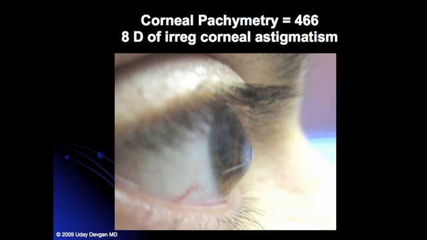Here's another one. Patient came in and his pachymetry is 466 with a lot of irregular astigmatism. Well, clearly, this patient's not appropriate for a presbyopic IOL. This keratoconus needs to be addressed first.